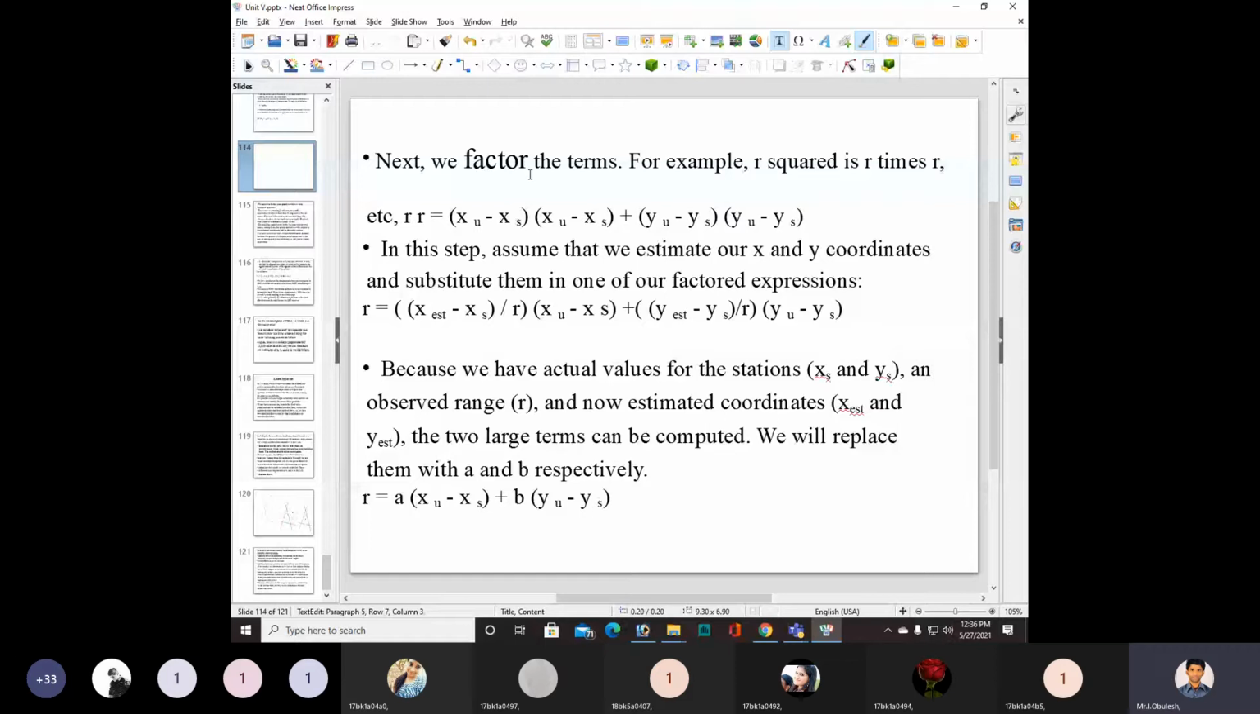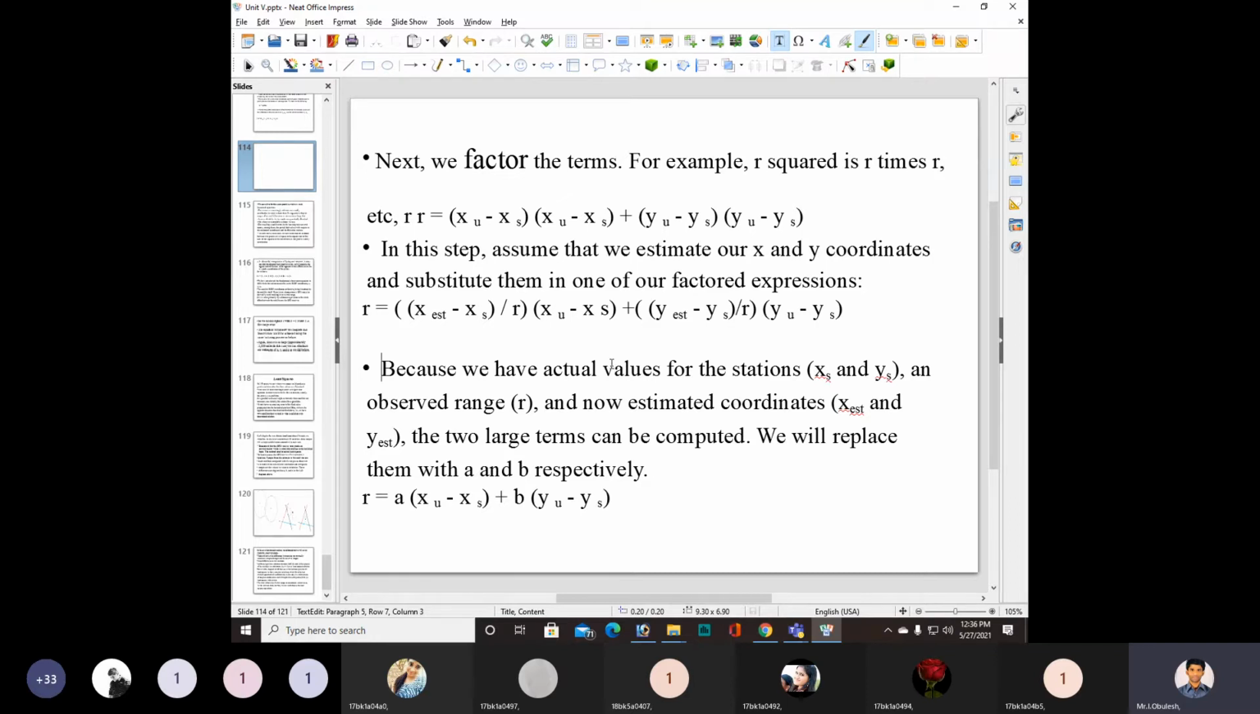So here r is equal to (x estimated minus x substitute) divided by r into (xu minus xs) plus (y estimated minus ys) by r into (yu minus ys). There is no change in that. You just need to send this r to that side. That's it. So that will become similarly divided by. That's it. There is no change in that.